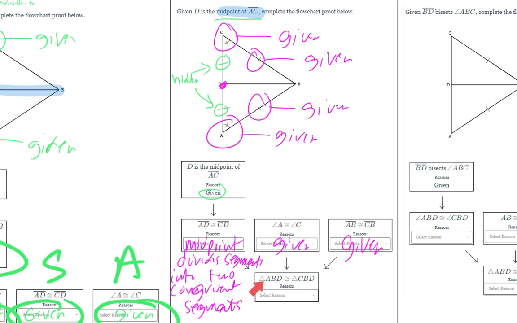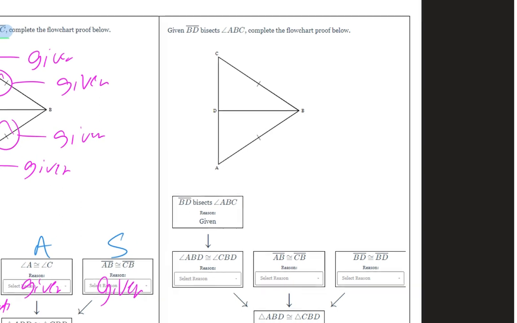Then, how do we know that these triangles are congruent? How do we know this is congruent with this? Well, this tells us a side, right? This tells us an angle. This tells us a side, right? So we're going to say that one is side, angle, side. Okay, next, let's keep it moving.